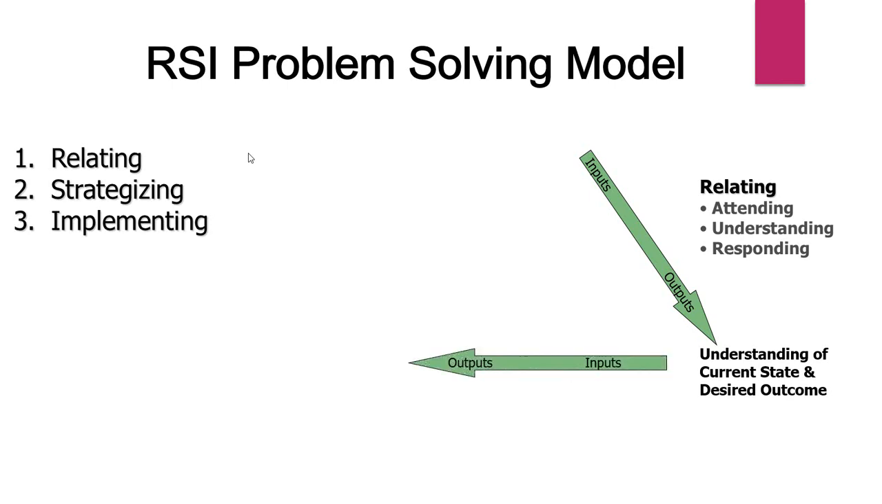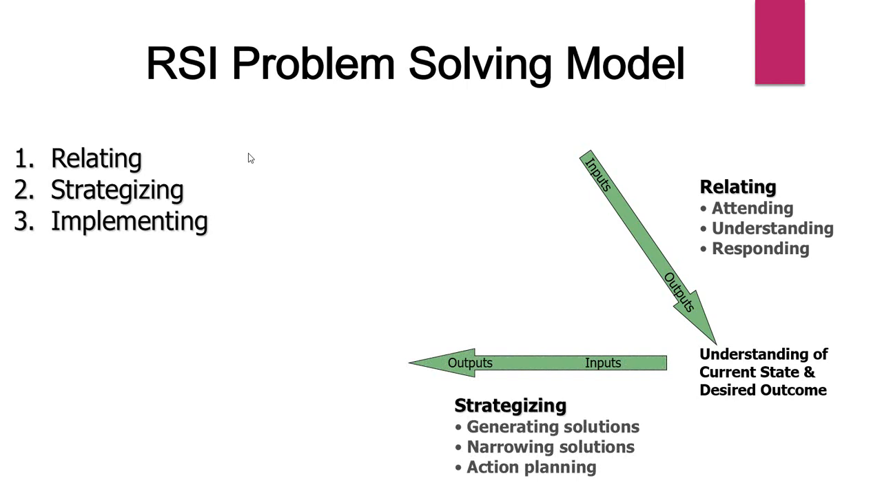Once again here, input, output, that is known as the next step, strategy. Okay, so generating solutions, narrowing solutions and action planning. So you have understood the problem, now you are making strategies for how to solve that problem, what the root cause is, what the solution is, which team is responsible to fix that problem, who should be involved. Okay, and you have made your plan.